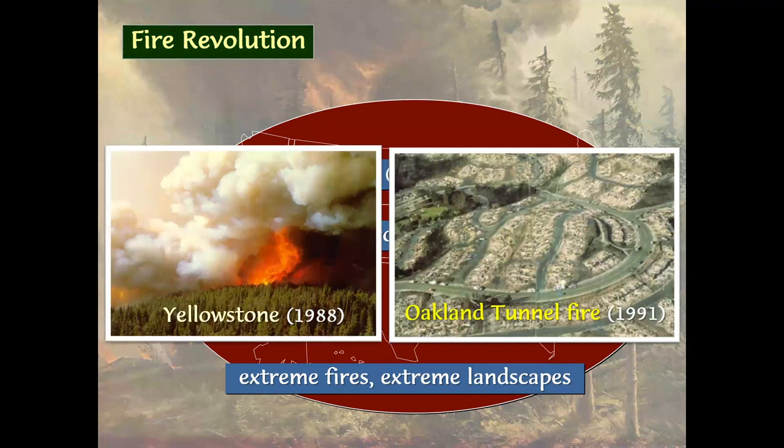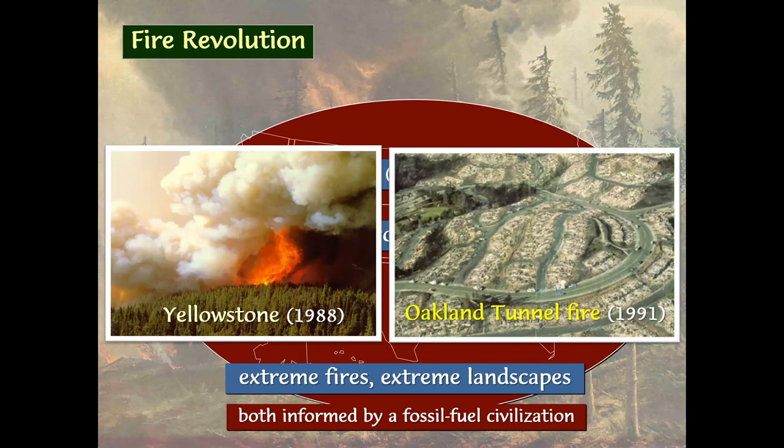It ends with two extreme events at the two extremes of the landscape. We're losing the middle landscape as well. So Yellowstone, 40% or so burns in 1988, and then Oakland in 1991, a wildland-urban interface fire on a really big scale. Again, as so often, you'll see that despite the utter incineration of the houses, the green area survived. So something is fundamentally wrong in how we're organizing these towns. But I would point out that both of these are informed by a fossil fuel civilization, the effort to eliminate fire in one case, the other too, in how we would design our cities and so forth, ignoring the possibility of flame returning.